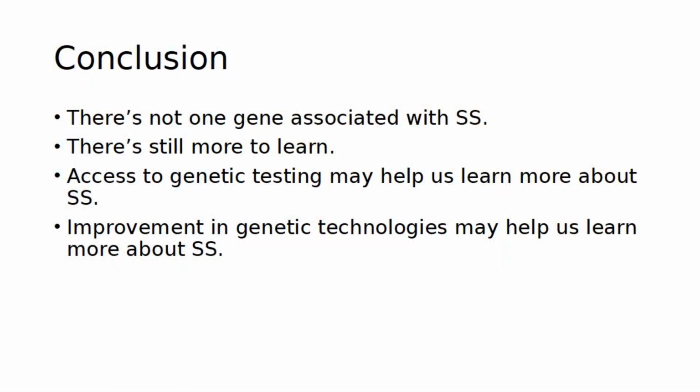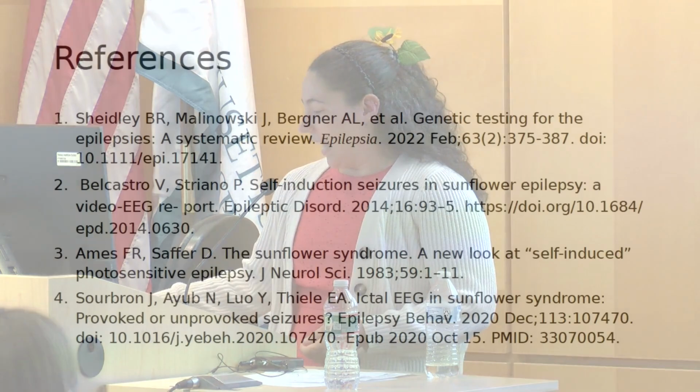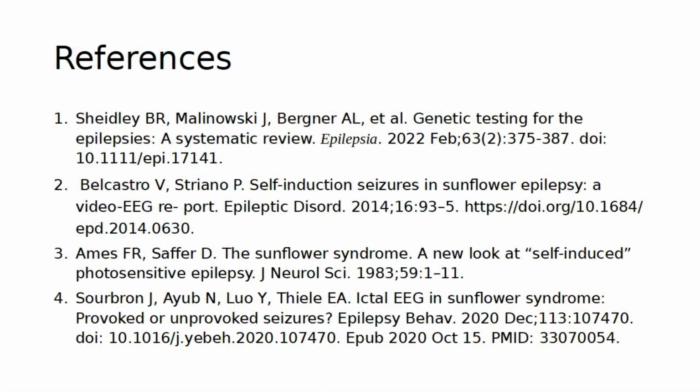My conclusions for my talk today are that there's not one gene associated with sunflower syndrome, and there's still a lot more to learn, and that's what we're committed to doing here. We'll always share that information with you whenever we can. Access to genetic testing might help us learn more about sunflower syndrome, and improvements to genetic technologies would help us learn more, hopefully one day. And then these are my references, and thank you.